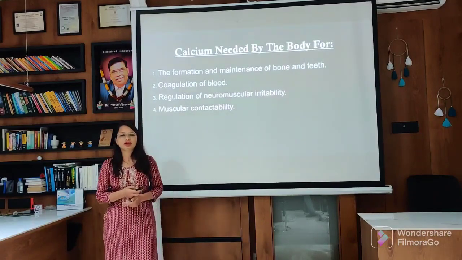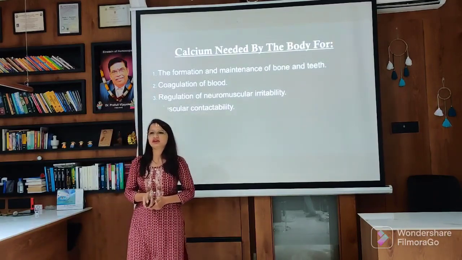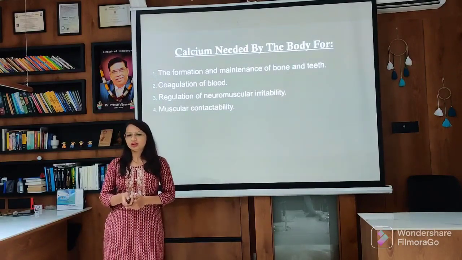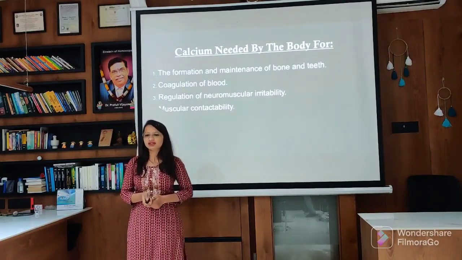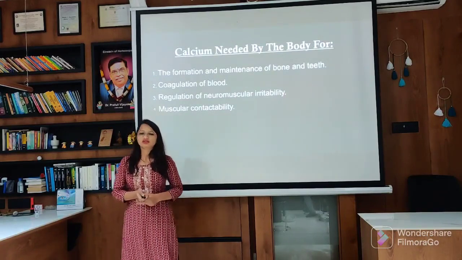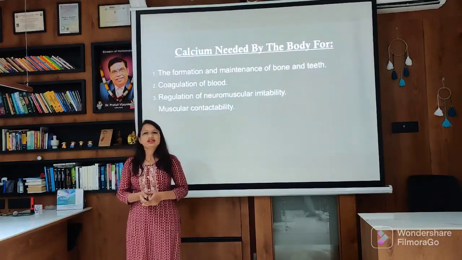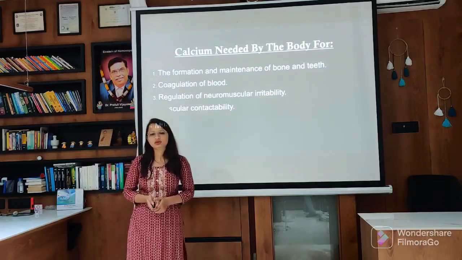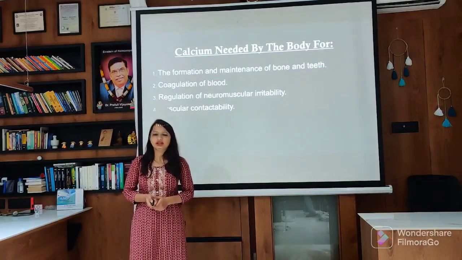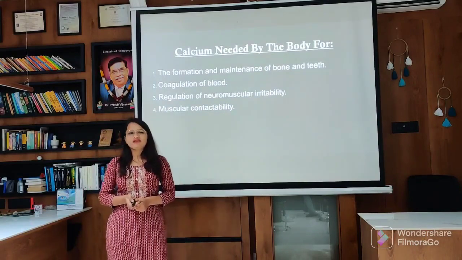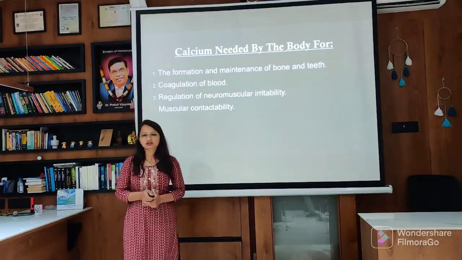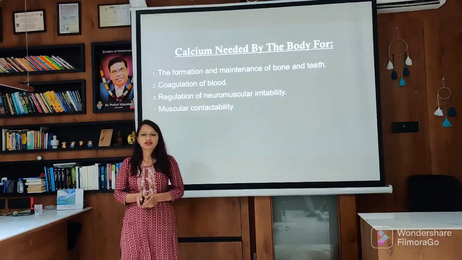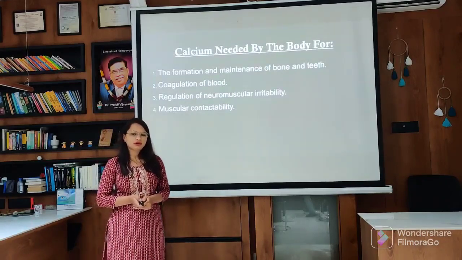So we have seen that 99% of the calcium is found in bone. So there is formation and maintenance of bone, and coagulation of the blood. Clotting is a very complex process. It requires many types of chemicals, including calcium, which stimulates the other coagulation factors. Calcium also regulates neuromuscular irritability and muscular contractility.